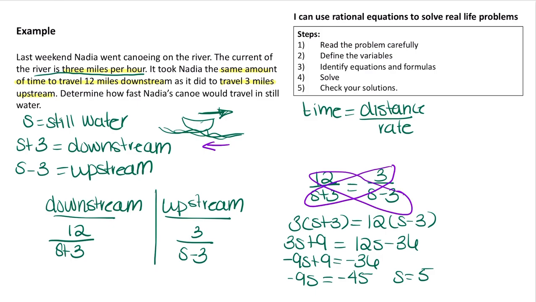So now we want to think about what does s represent, right? s represents the speed in still water. That's how we defined it. So we would say 5 miles per hour is the speed of our canoe in still water, and that's exactly what this problem asked us to solve.